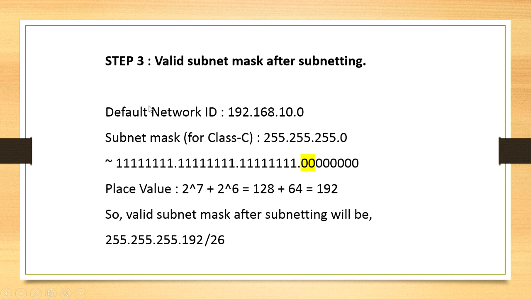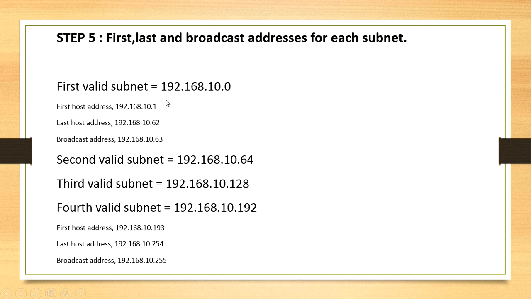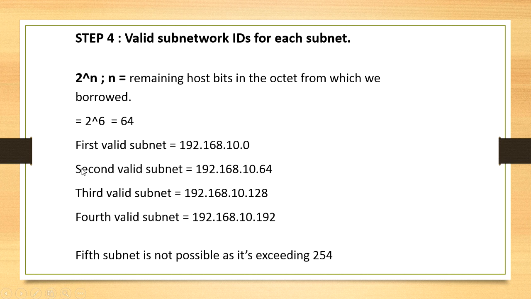Total 62 hosts, as I just told you, total 62 hosts available for each subnet. So total 62 host addresses. This is the first host address and this is the last host address for the first valid subnet. And the broadcast ID for this subnet will be 192.168.10.63.